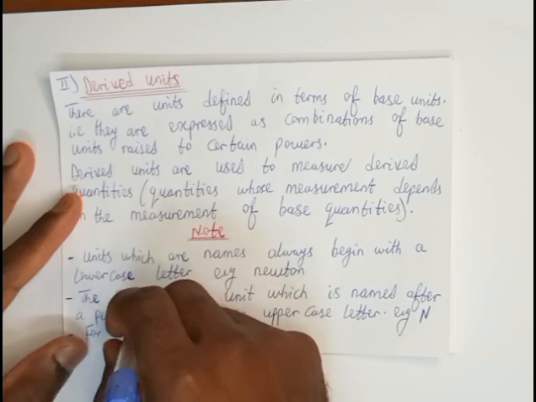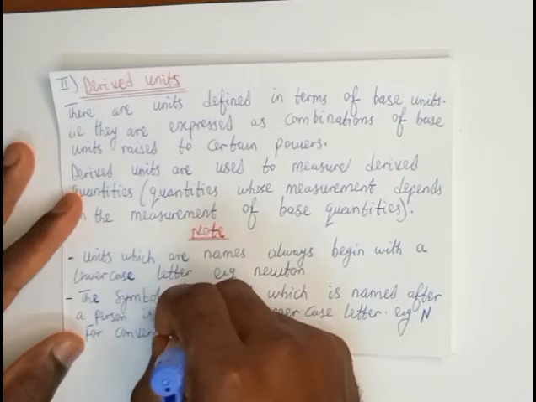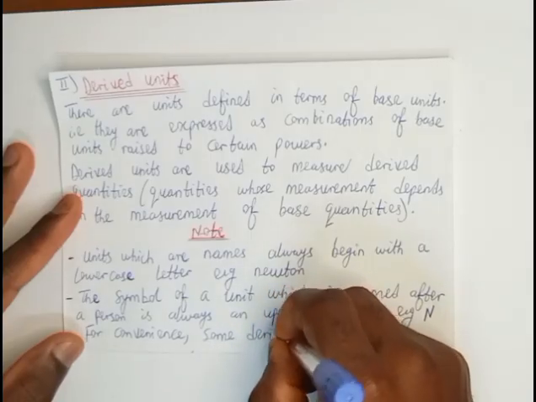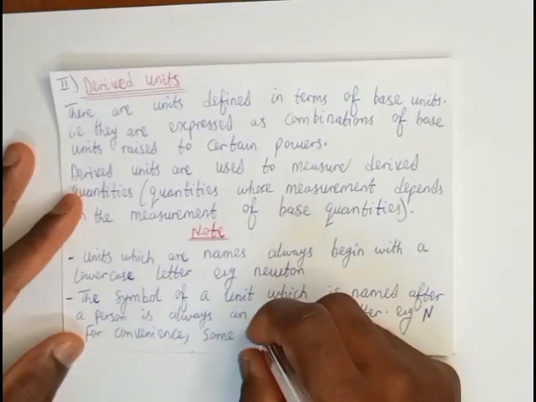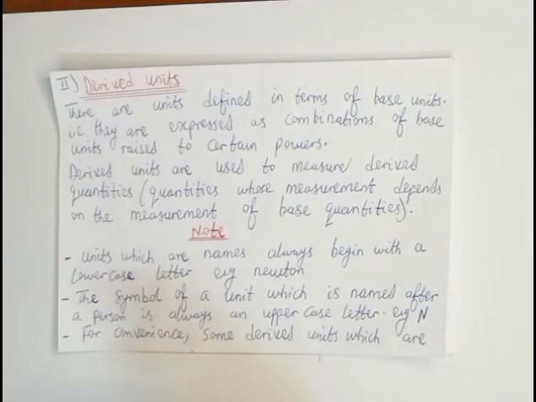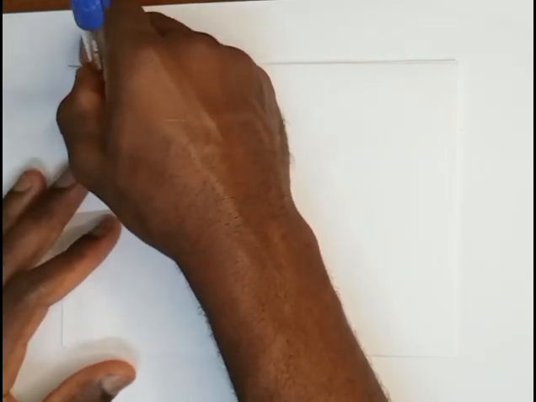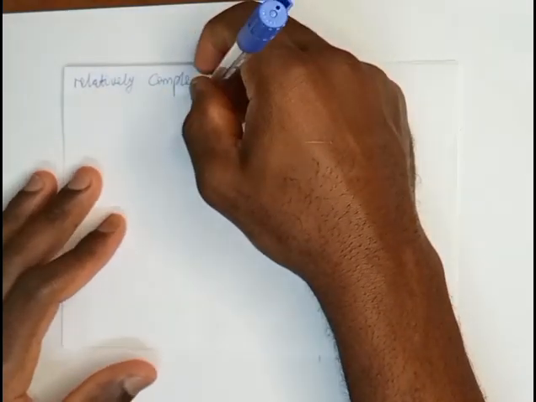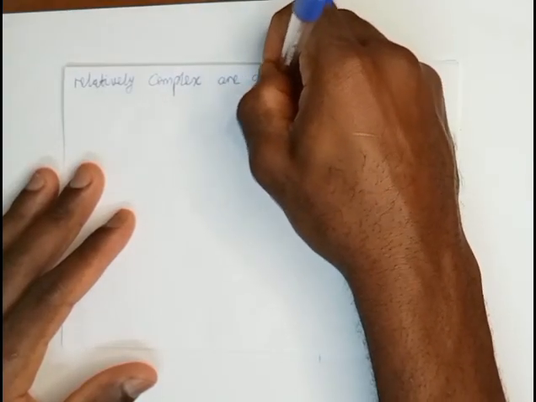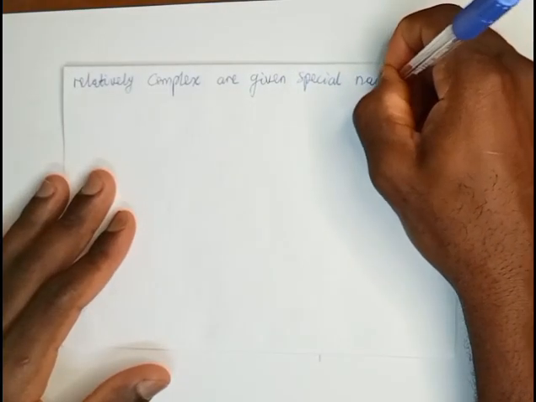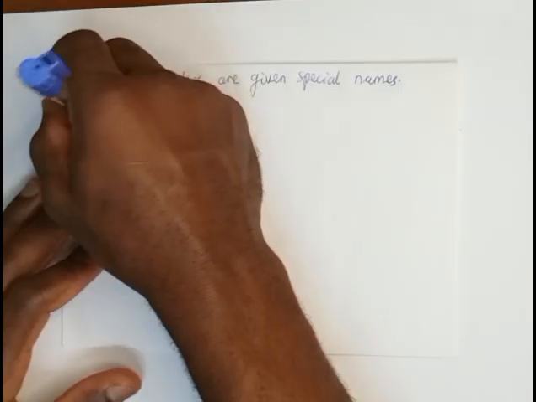For convenience, some derived units which are relatively complex, that means they are very long, are given special names. Next hyphen.